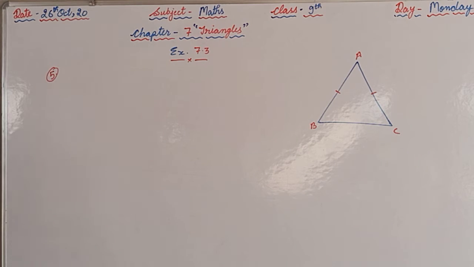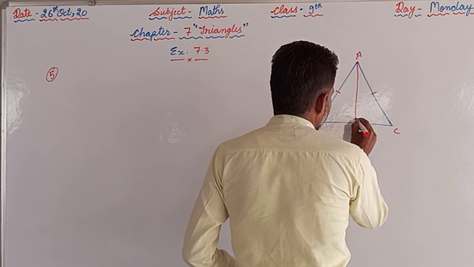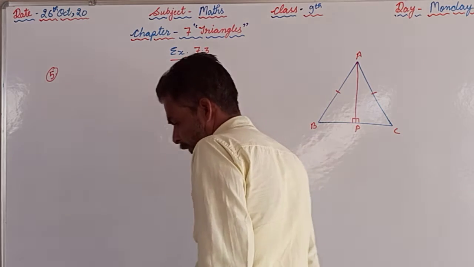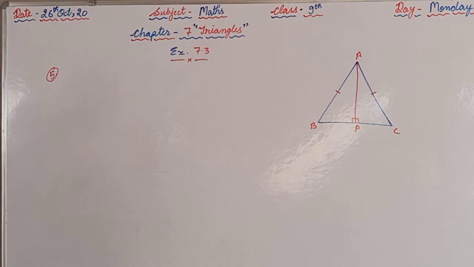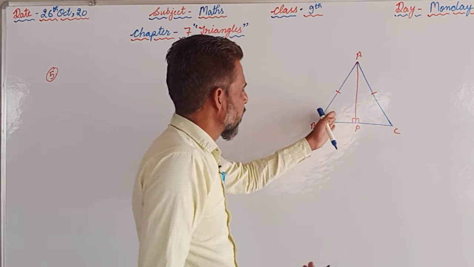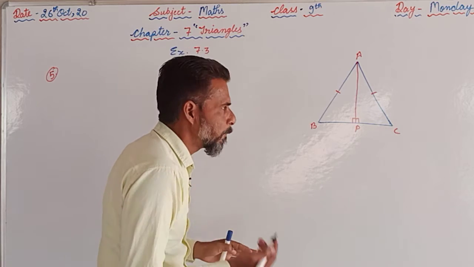Draw AP perpendicular to BC. Then show that angle B is equal to angle C. As we all know, in an isosceles triangle the angles opposite to the equal sides are equal, but in this question we are supposed to prove that.